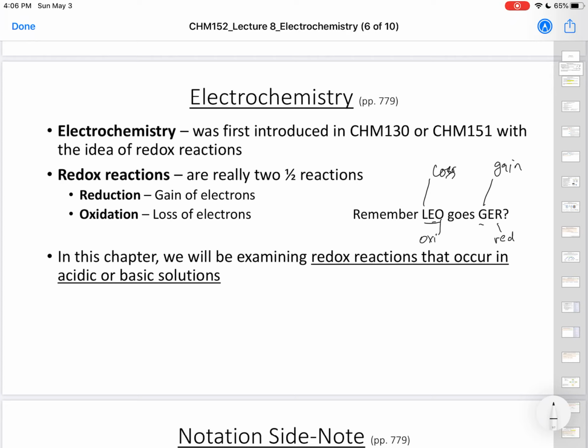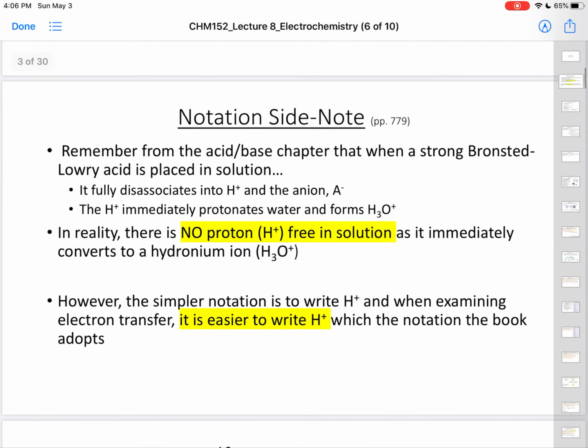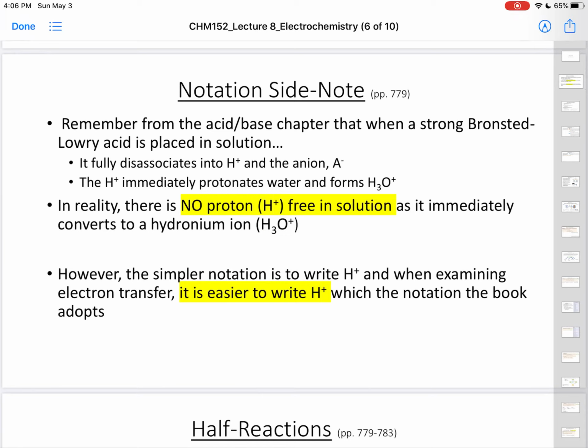I want to quickly review how we do notation. As a side note, remember from the acid-base chapter that when a strong Brønsted-Lowry acid is placed in solution, it dissociates. If you have HA, where HA is the acid, and you put it in water, it will fully dissociate into H plus and A minus. Of course, the H plus immediately reacts with water because it's in aqueous solution, forming H3O plus. So really there is no H plus in solution, only H3O plus.